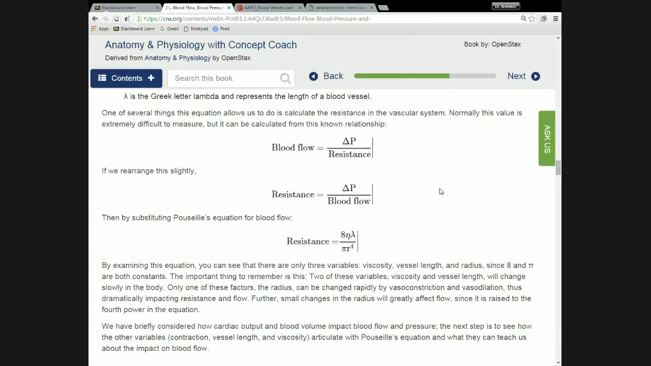And then they go on to, I guess because delta pressure and blood flow are proportional, they kind of cancel each other out. And so resistance is all of the other things that were left over. Now, it's not on the board anymore, but pi and radius to the fourth power were on the top of that original ratio at the beginning. Now they're on the bottom, and it's just pi r to the fourth.